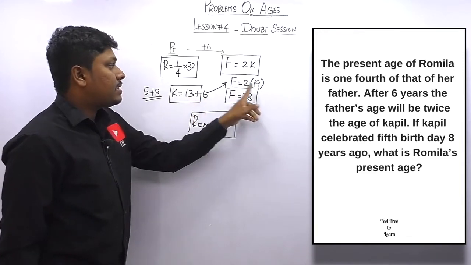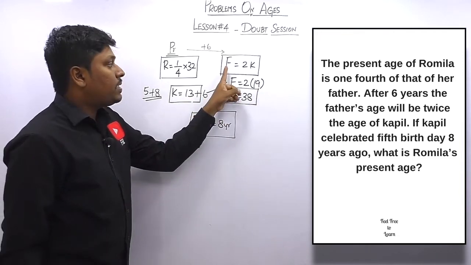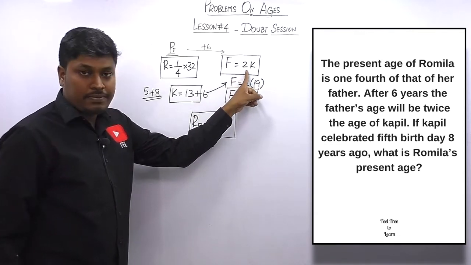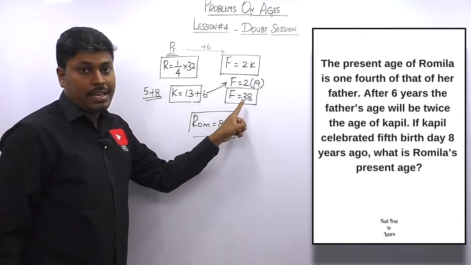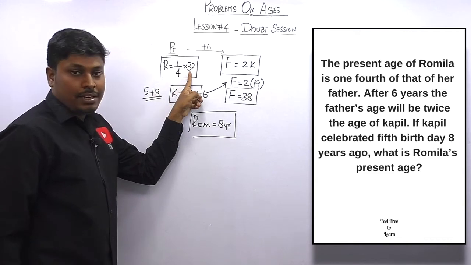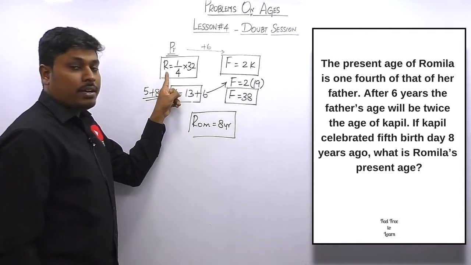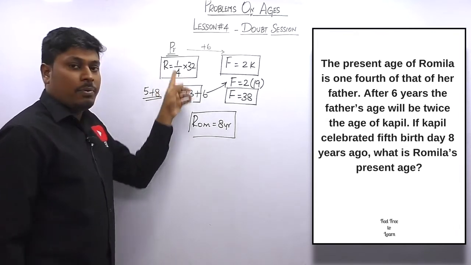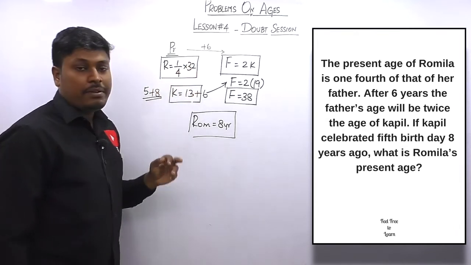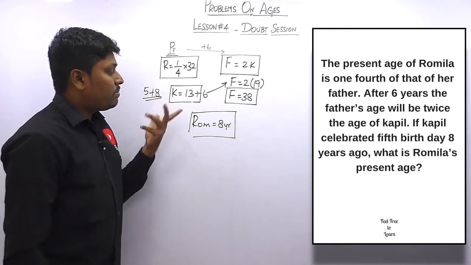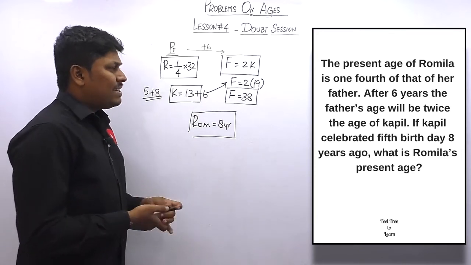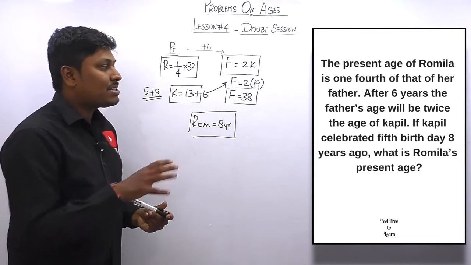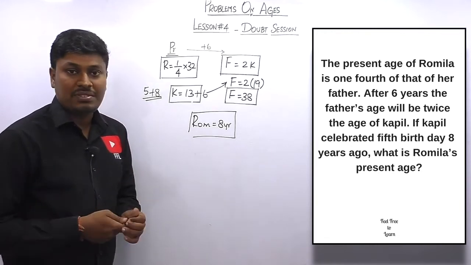After 6 years his age will be 19, and we know that after 6 years father will be twice of couple, so father age will be 38. So before 6 years father will be 32, and our target is to find the age of Romila. So Romila will be 1/4 of her father, so 1/4 into 32 will be 8. So Romila age will be 8 years. Interesting. Only thing is you should know the basics properly, only then you can be able to solve this question.